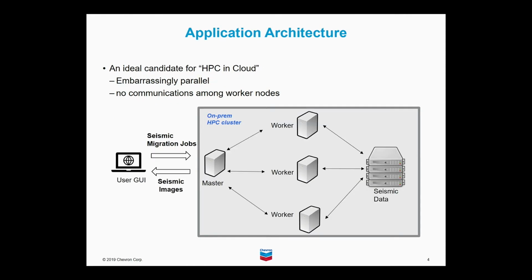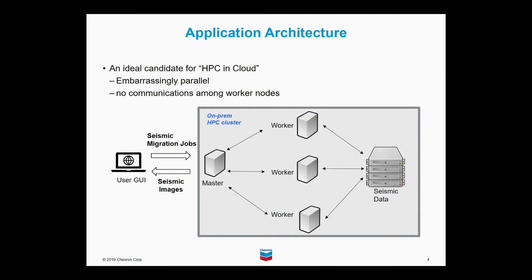Here is a picture of the application architecture. We have a user GUI where the user can look at the velocity models and make changes to them, and also set the seismic parameters. When everything looks fine to the user, the user initiates a seismic migration job and sends it to the master, which is in our HPC cluster. The master then assigns a lot of tasks to the worker nodes in the cluster, and the workers actually work independently on the tasks.